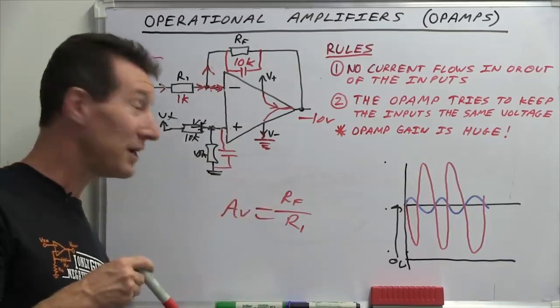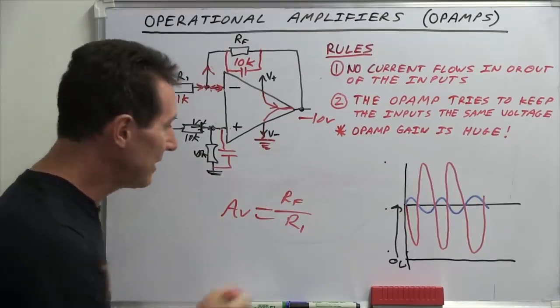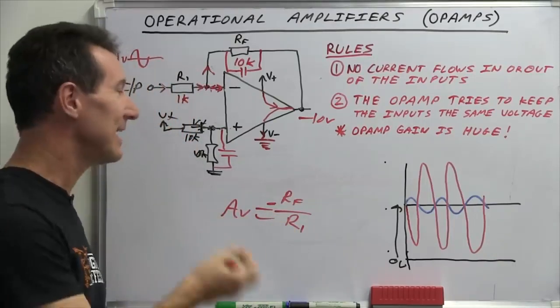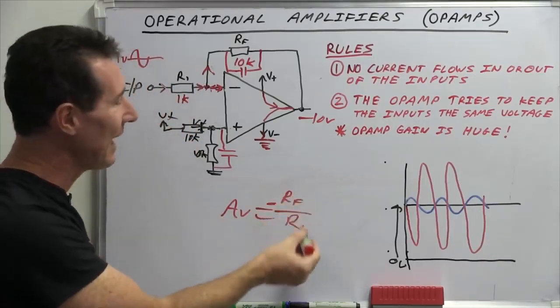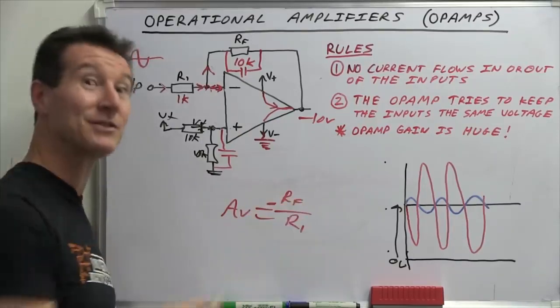One little mistake I noticed, oops, my formula here for the inverting amplifier needs a negative in front of it because the gain is actually negative. So the gain in this case is not 10, it's minus 10.